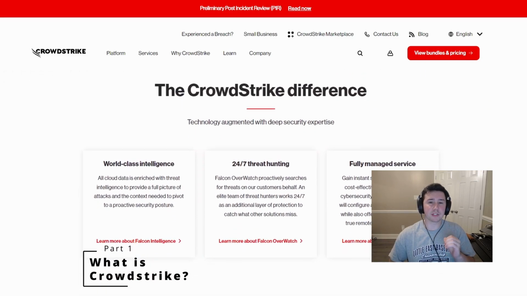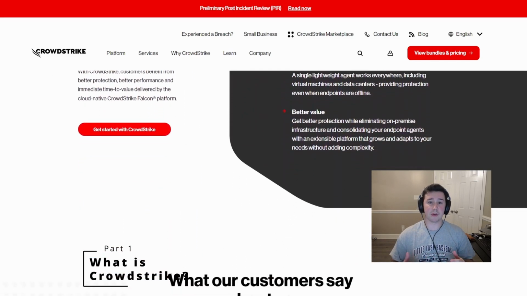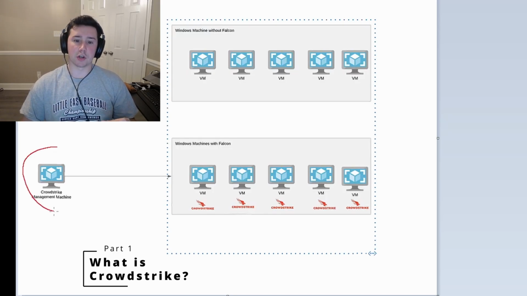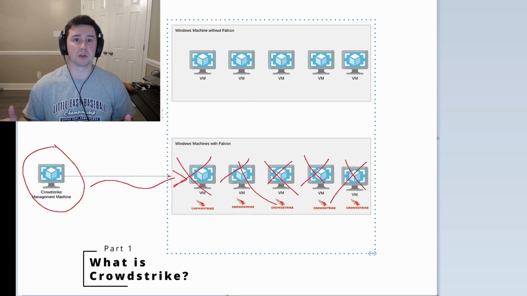And their endpoint detection response software, called EDR for short, is named Falcon, and it is deployed on every single Windows machine that was affected, essentially. What ended up happening is this Falcon software was updated, and that update essentially removed critical processes within the Windows operating system, which ultimately led to the outage that we all experienced about a week ago.